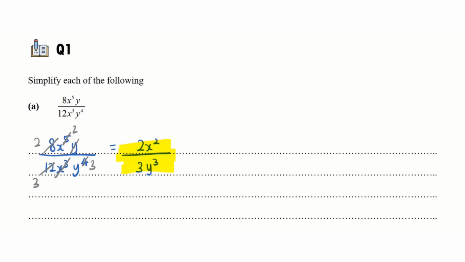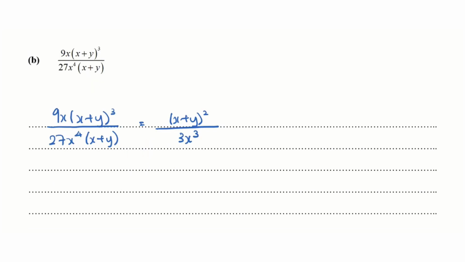I hope you are able to get this answer. Next, we take a look at part B. In part B, we will also do the cancellation of common factors. So 9 over 27, we could cancel and divide by 9 for both 9 and 27. So we will get 1 in the numerator and 3 in the denominator.